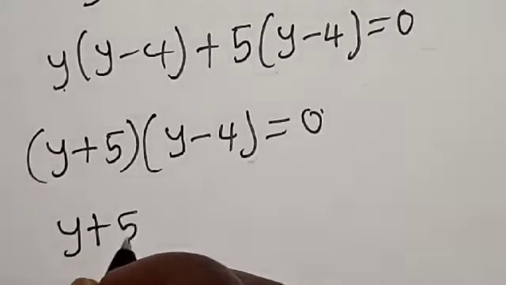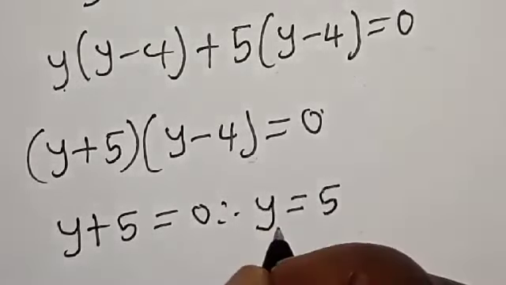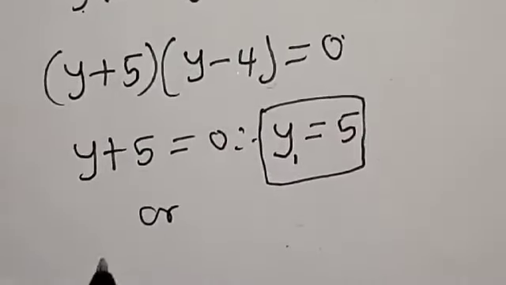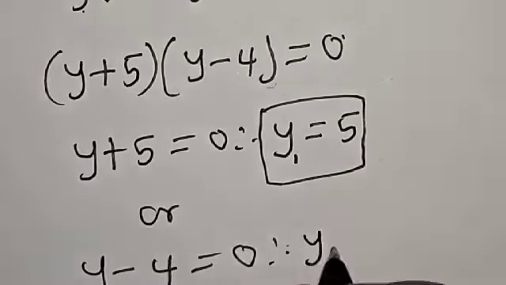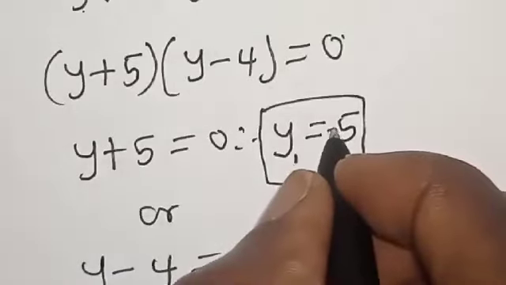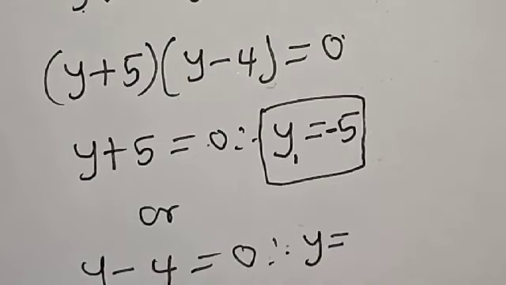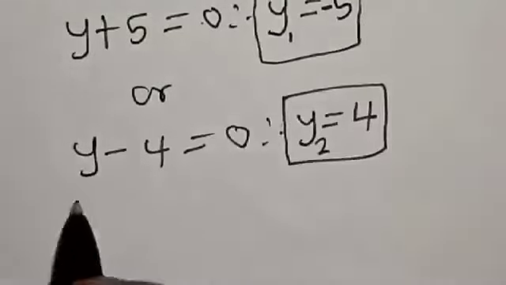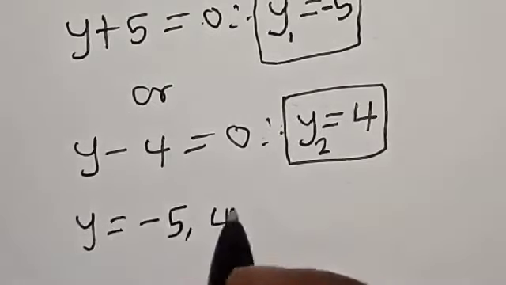y plus 5 is equal to 0. Therefore, y is equal to minus 5. Let's call this y1. Or y minus 4 is equal to 0. Therefore, y is equal to 4, because the plus crossing the equal sign becomes minus. Let's call this y2. So the values of y are minus 5 and 4.